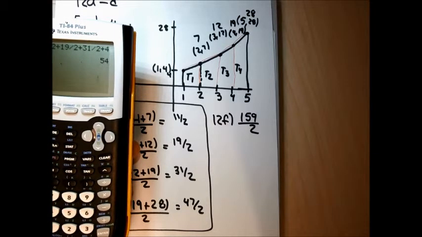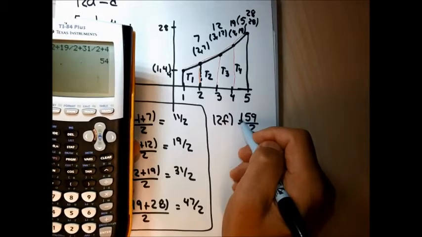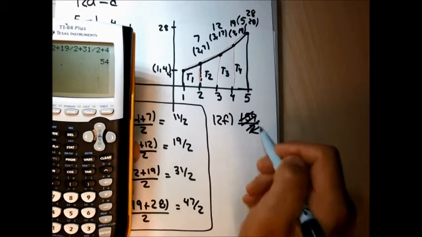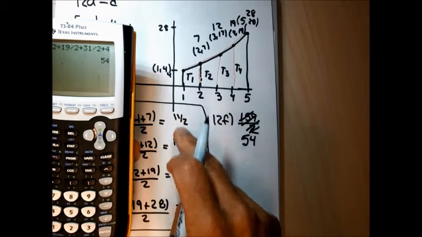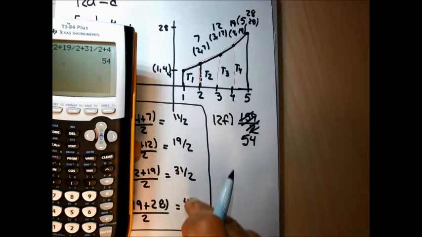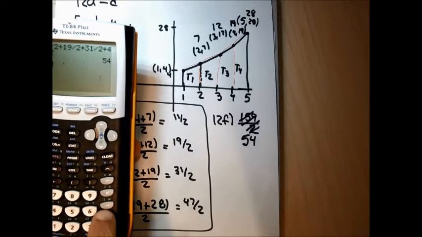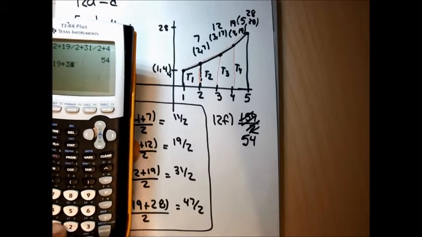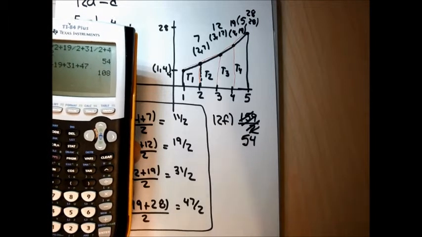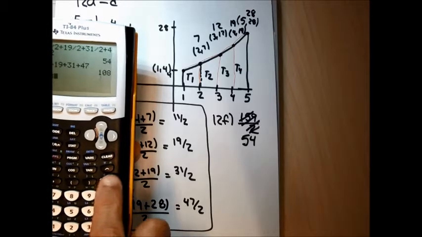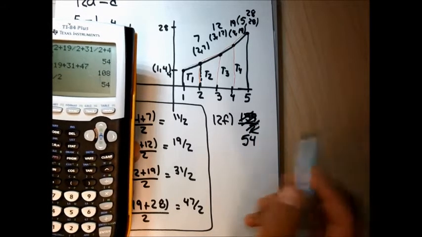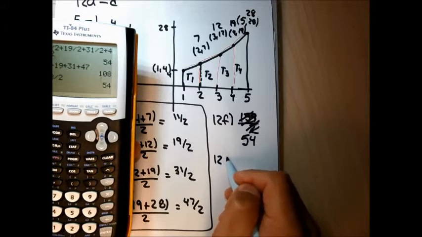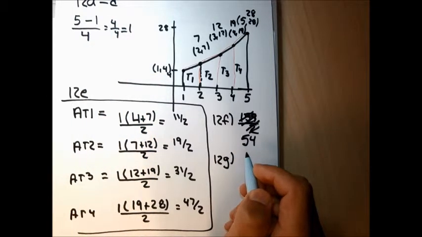Really? I got 54. So I thought I made a mistake here. I think this should be 54. The nicer way to do this would have been just to add the 11, the 19, the 31, and the 47. 11 plus 19 plus 31 plus 47, and then divide by 2. And there's the 54. So the 54 is the right estimate. That's saved myself on 12F.